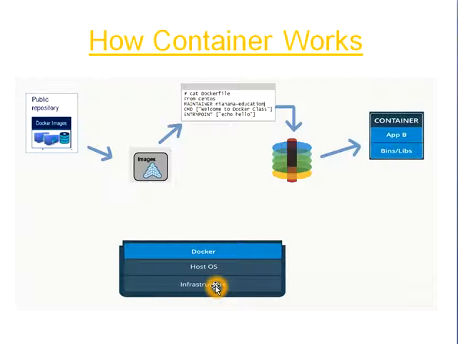If you see here, we have bare metal hardware. On top of that we have installed a host operating system, which could be Linux, CentOS, Ubuntu, Windows, Mac, or any other operating system. And on top of that operating system we have installed Docker Engine. To create a container we require a base image. In this case we are pulling the base image from a public repository, which is Docker Hub. So we will pull our base image from the public repository to our Docker server.